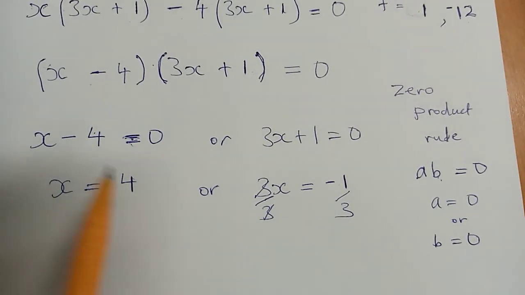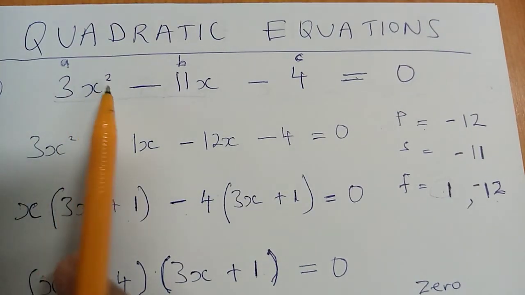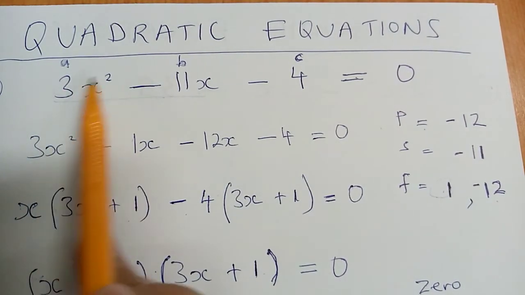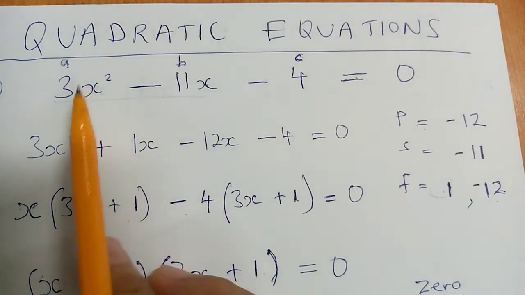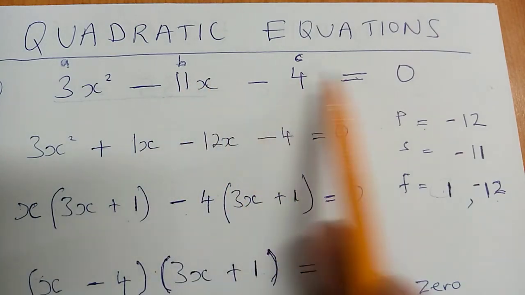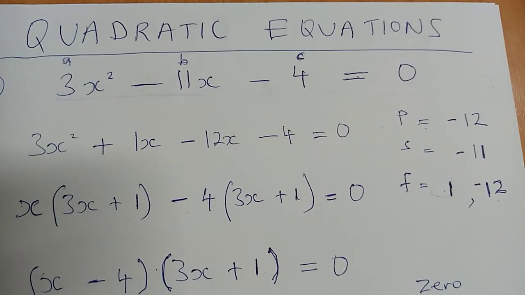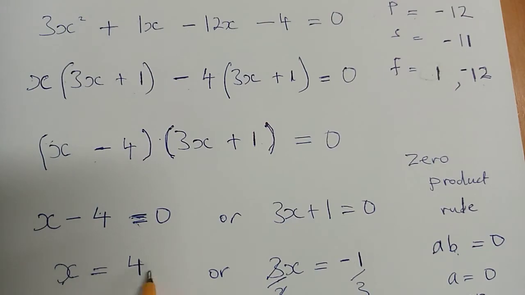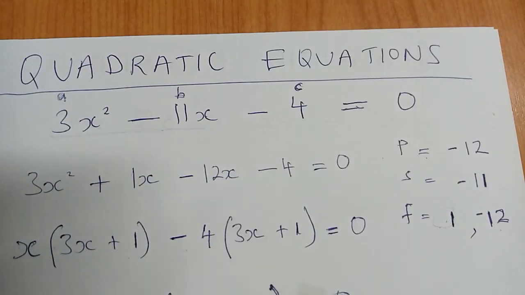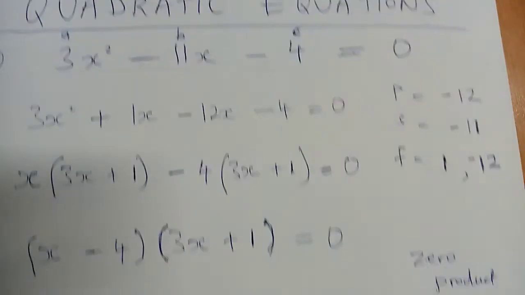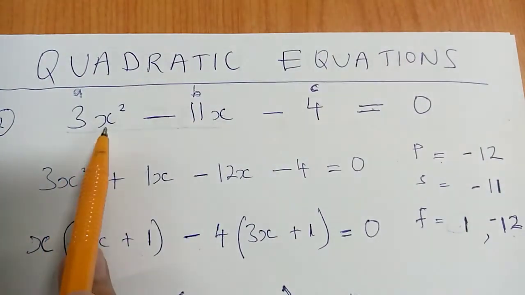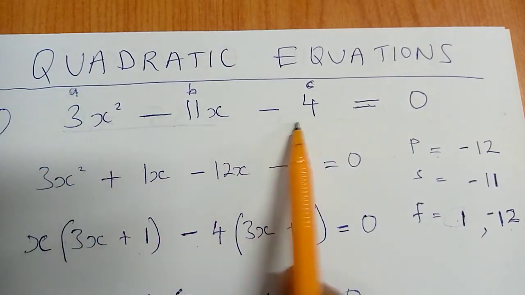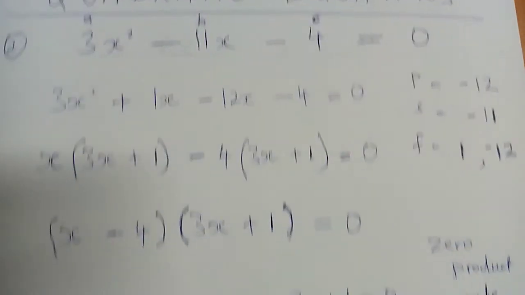And if you want to confirm your answers, take for example x is equals to 4 and substitute it into the original equation. 3 times 4 squared will be 3 times 16, which is 48, minus 11 times 4, which is 44. 48 minus 44 minus 4 shall give you 0. You shall realize that our x is equals to 4 satisfies this quadratic equation. In the same way, if you tried x is equals to negative 1 over 3 and you substituted it here, you will realize that it substitutes this equation being equals to 0.